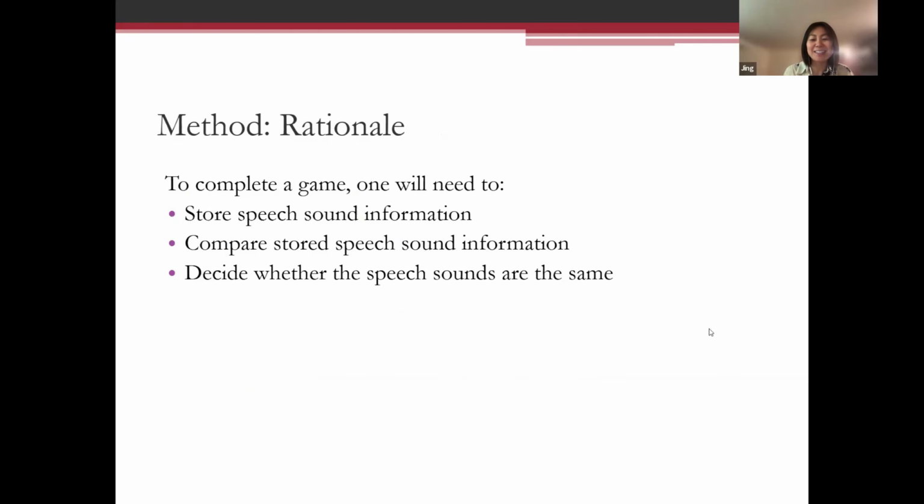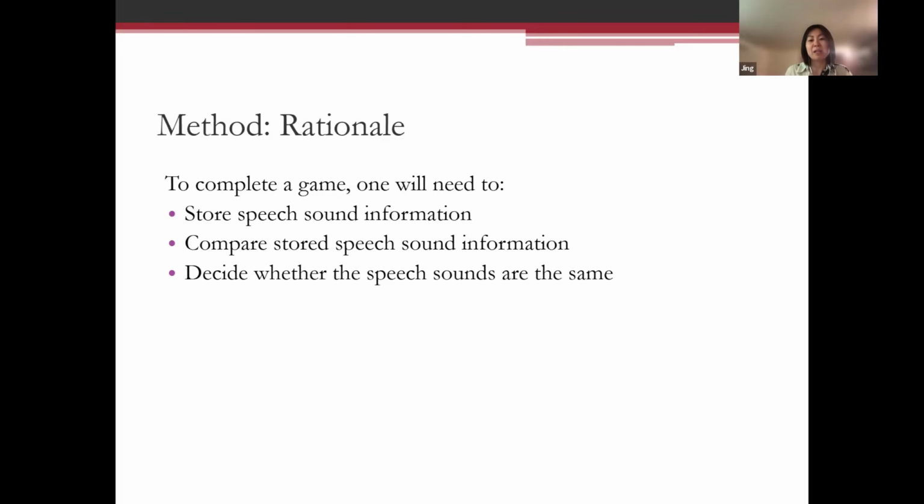Yes, thank you. The idea behind these 2 games is that if you want to complete either game, you will first have to listen to the speech sound information and store it for a couple of seconds or maybe longer. Then you have to listen to multiple noun words and compare them, and in the end decide whether any of the noun words you have heard is a match, or maybe they are the same.